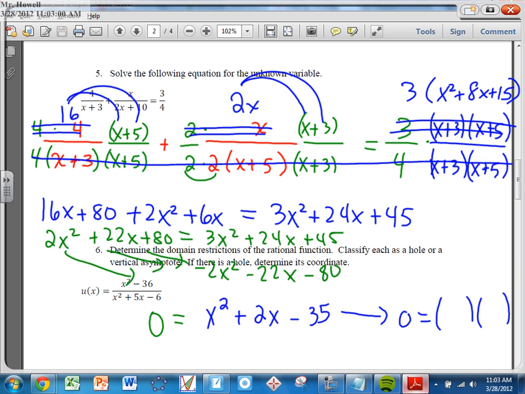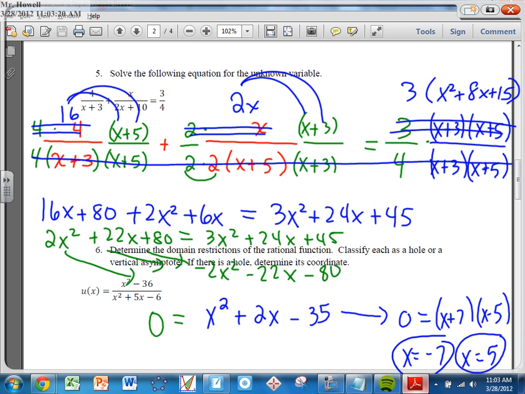What are the multiples of 35, or factors of 35? 5 and 7. And 5 and 7 gives me a 2 in the middle. Okay, so x plus 7 and x minus 5. So my solutions are negative 7 and positive 5.